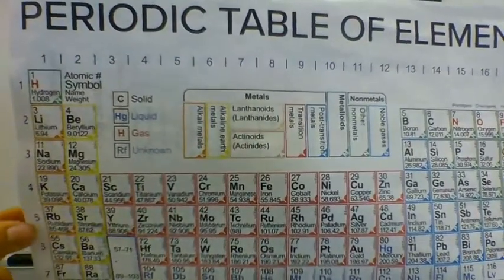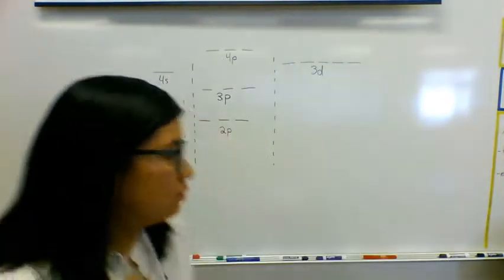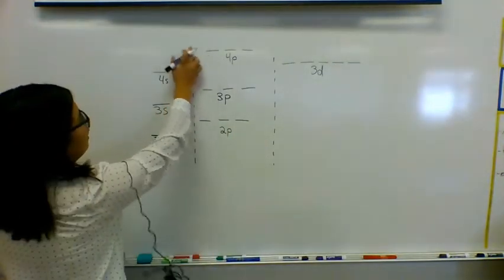Now my next one is going to be 5s. So I'm going to do 1 dash on the left, and it has to be above the 4p.